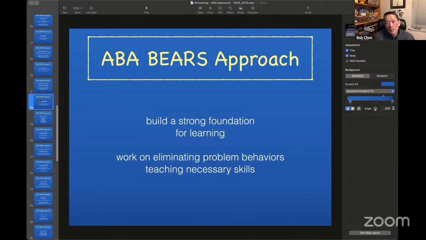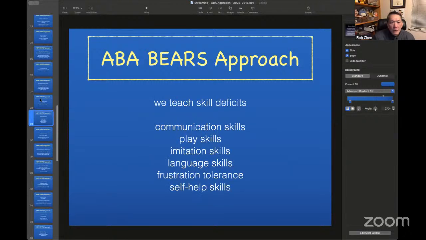Okay? So take the time to build out these skills, build out their frustration tolerance. Build out their communication skills, build out their imitation skills, their language skills, their self-help skills. Teach to whatever deficits your child has, but teach at the foundational level. Teach at the easiest levels first and get them to respond well to those levels.